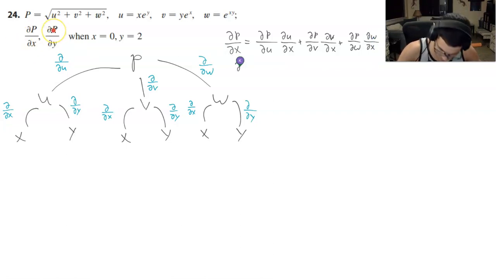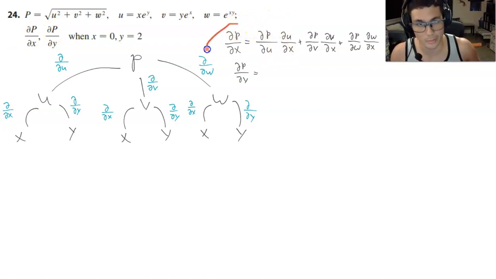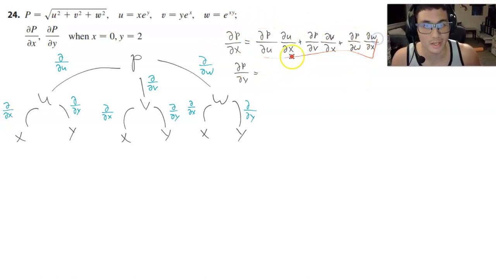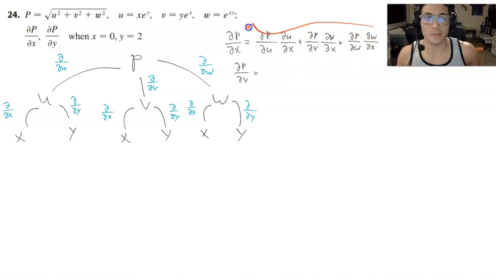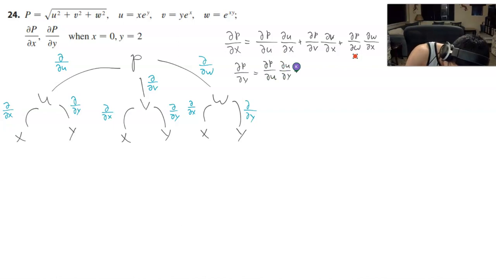Okay, and then what else? Now we have to do dp/dy. And since I'm using a shitty program called Google Jamboard, I can't just copy and paste all of this here. But if you had a good program, you could just copy and paste this all and then change all your x's to y's. So I'm just going to rewrite everything, and all I'm going to do is change all the x's to y's. That's the only thing that is changing. Nothing else is changing.